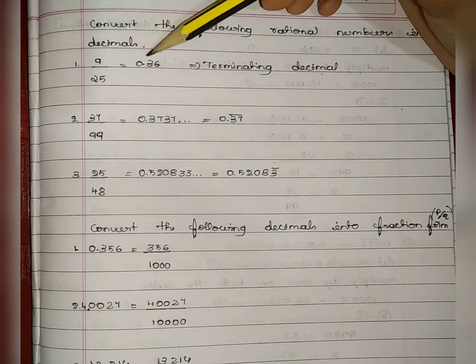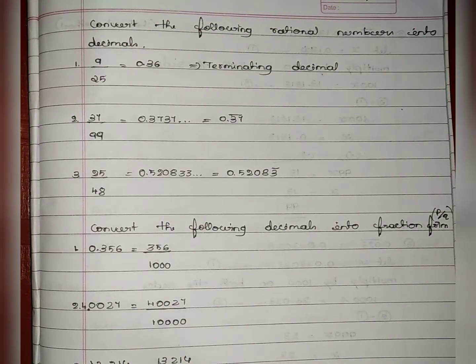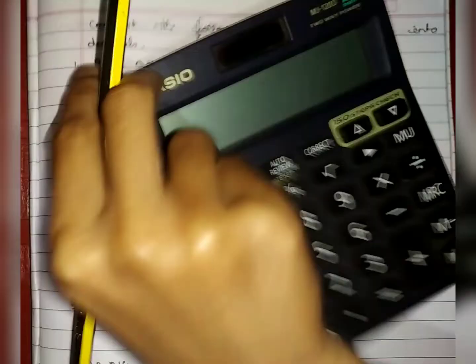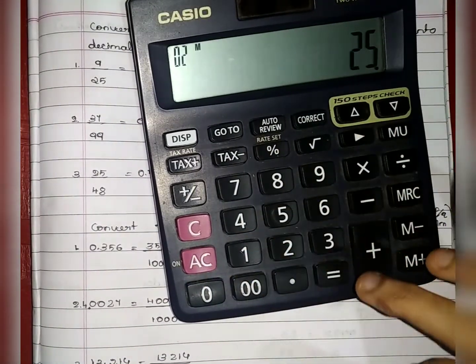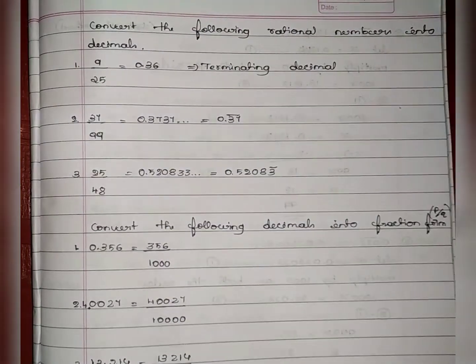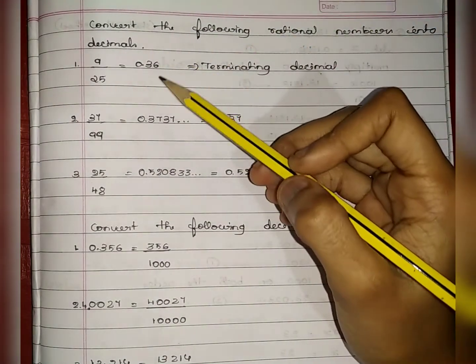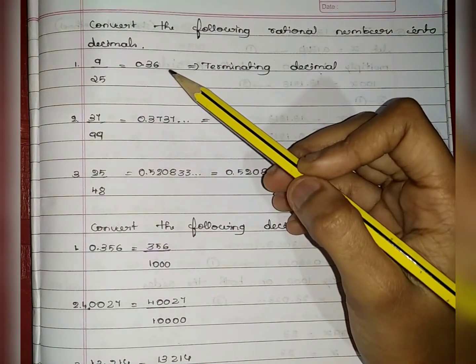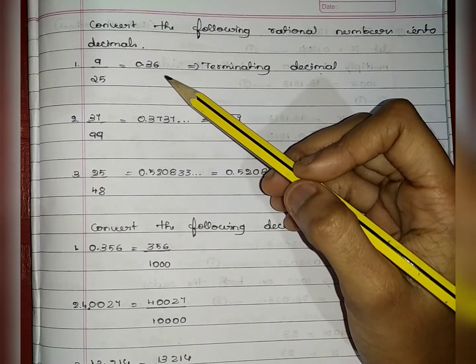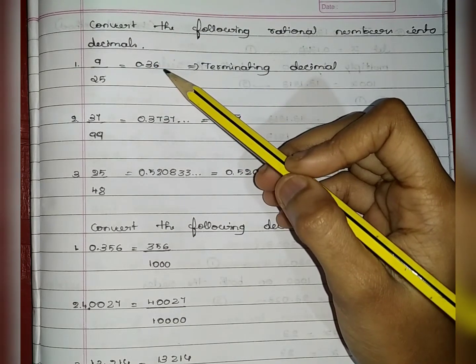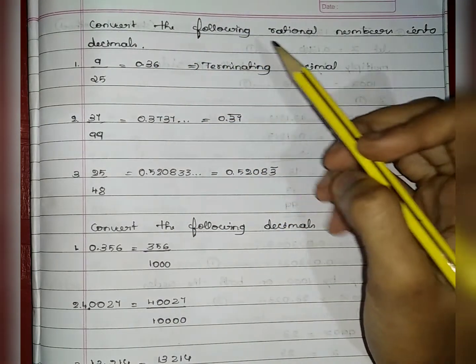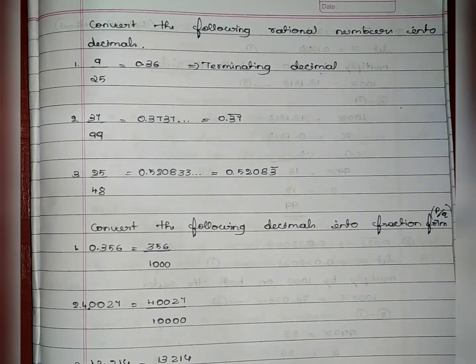So 9 by 25: using the calculator we can see 9 by 25 equals 0.36. Here it is written 0.36. Which category does it belong to? We can see this doesn't get repeated, so we can say it is a terminating decimal. Terminating decimals have finite digits, the numbers which don't repeat.